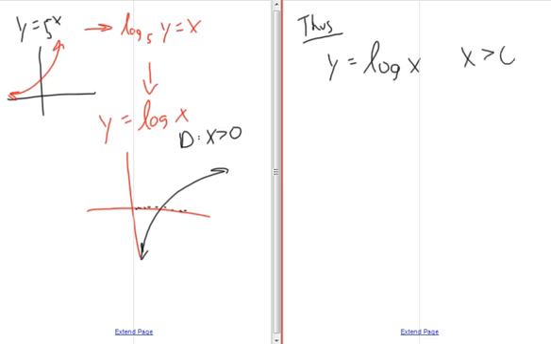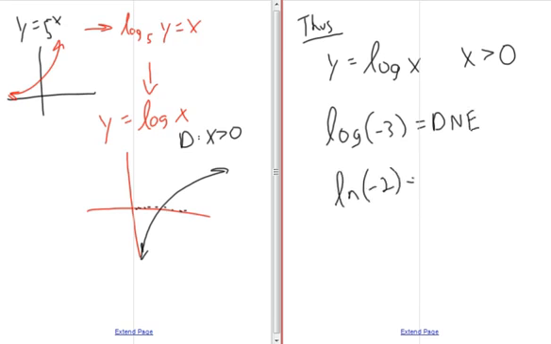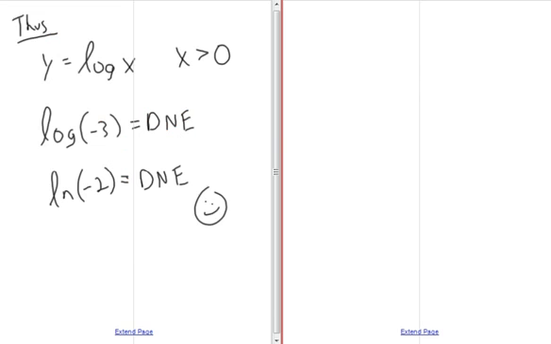So if the domain is greater than 0, then that means if you have the log of -3, it doesn't exist. Natural log of -2 doesn't exist. That is a helpful property.